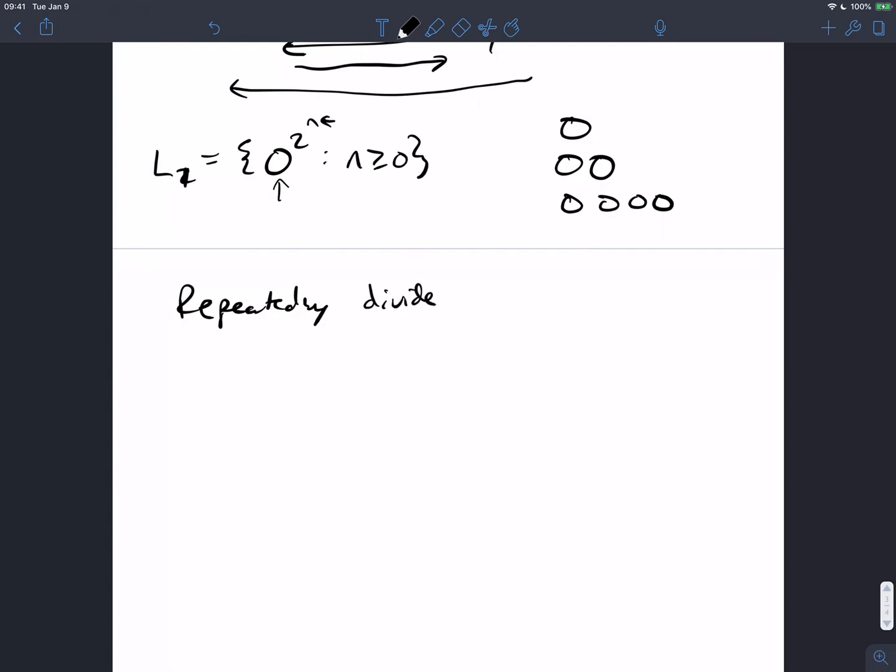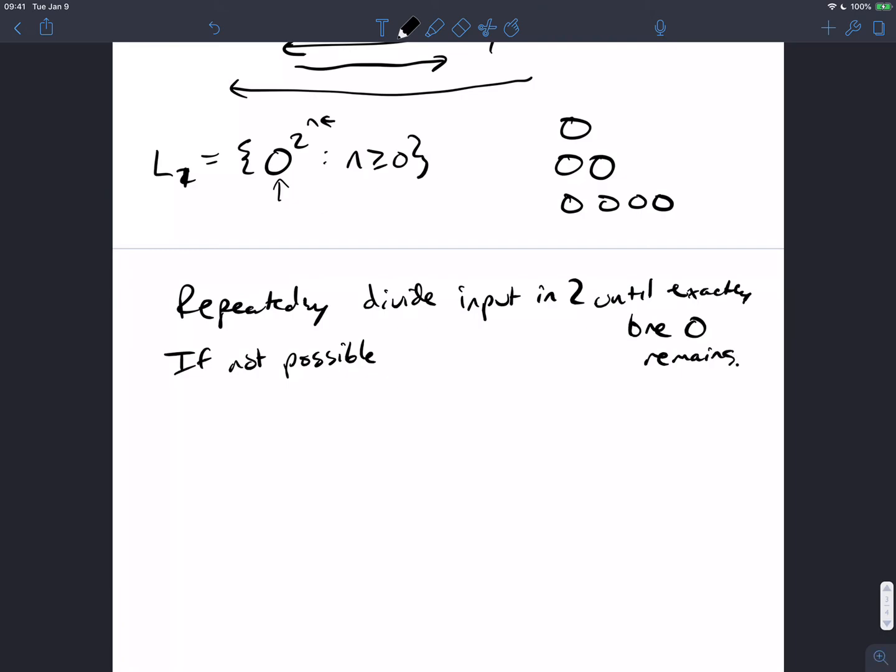So repeatedly divide the input in 2. If not possible, reject. Divide the input until exactly 1 zero remains. If not possible, which means we can't divide by 2 at a particular point, what should we do? Reject, because it's not a power of 2 at that point. But at this point, it must be a power of 2, so we accept.